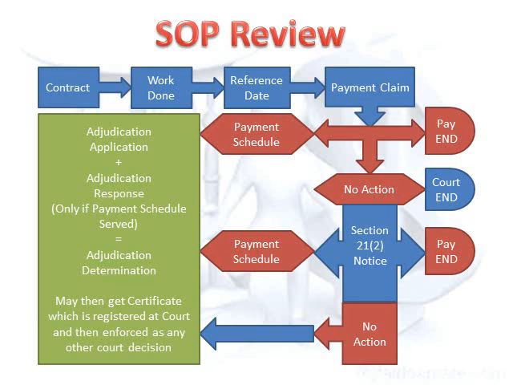The adjudicator has 10 business days from receipt of the adjudication response, or the date the response would have been due, to make a determination. The adjudicator makes the determination and the client has 5 days to pay according to the decision. If the client fails to pay, the claimant may get an adjudication certificate from the nominating authority and register the certificate with the court as a judgment debt.